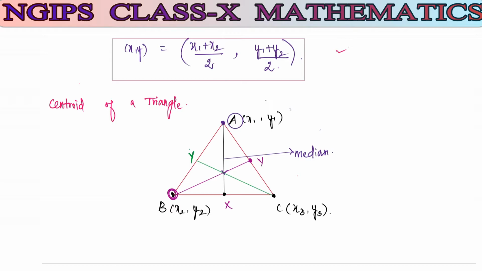Now if you look at this, we have totally 3 medians. This is median 1, this is median 2, and that line is median 3. The point where the three medians of a triangle meet is called the centroid.